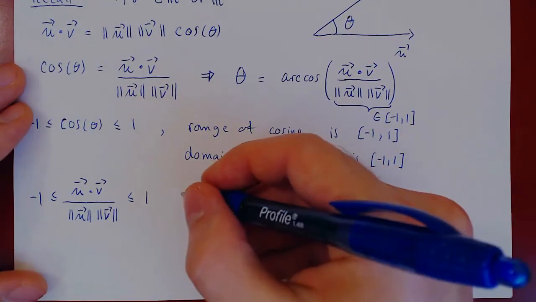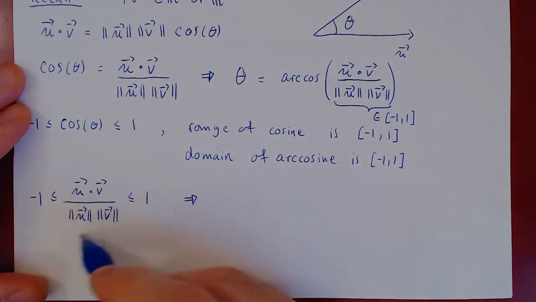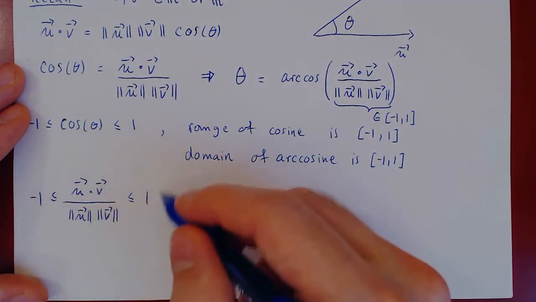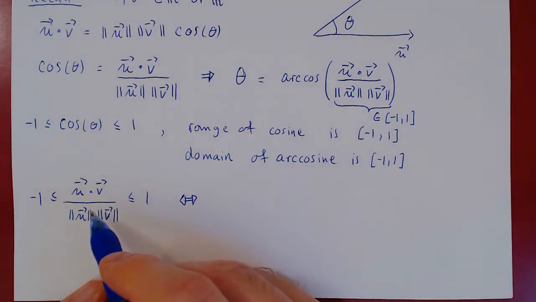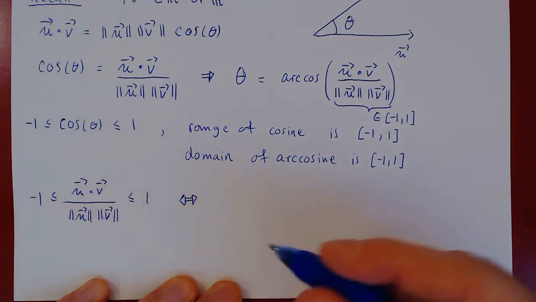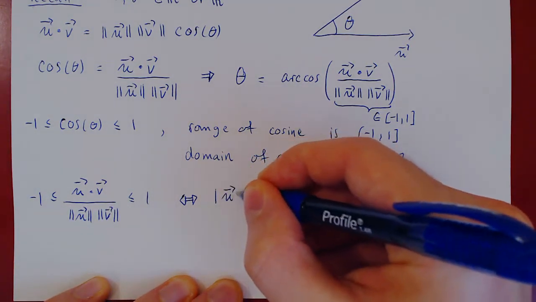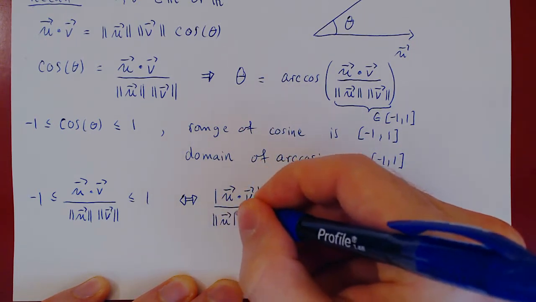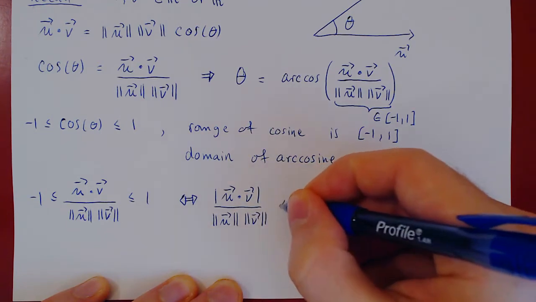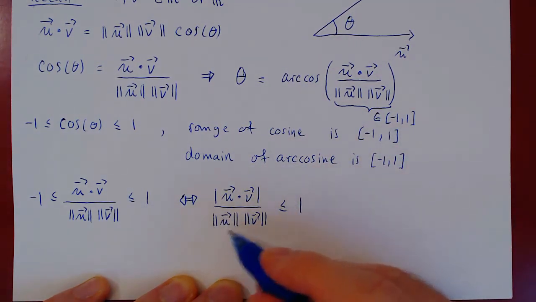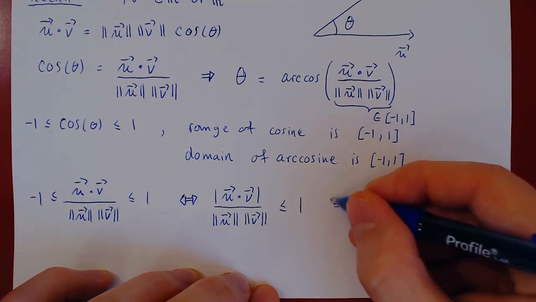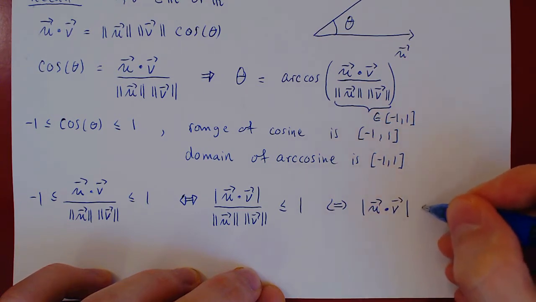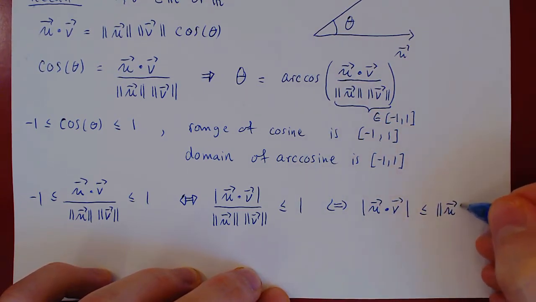Well, if you think of it, if a number lies between negative 1 and 1, that's because its absolute value is at most 1. Now we don't need the absolute value on the whole quotient because this is already non-negative. So we need an absolute value u dot v over the norm of v to be at most 1. If you prefer, multiply across by norm of v and you get the following inequality.